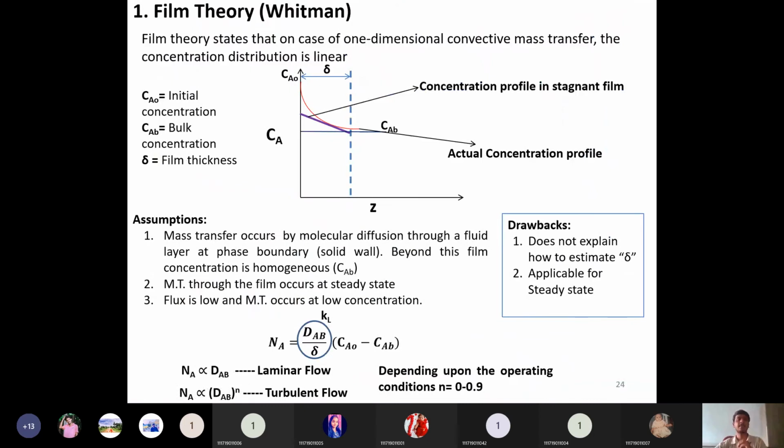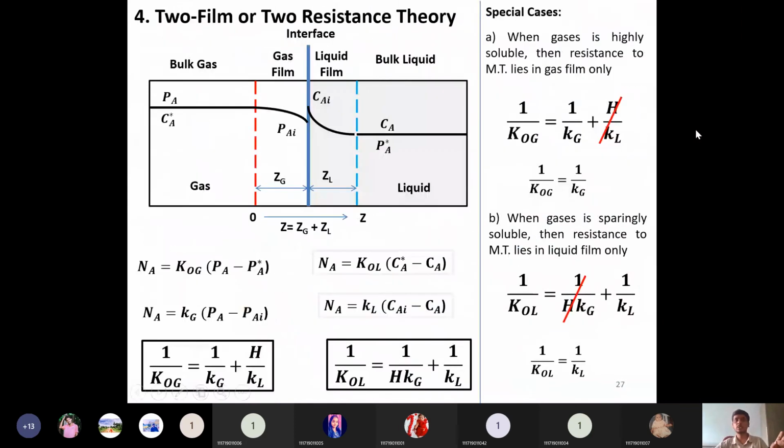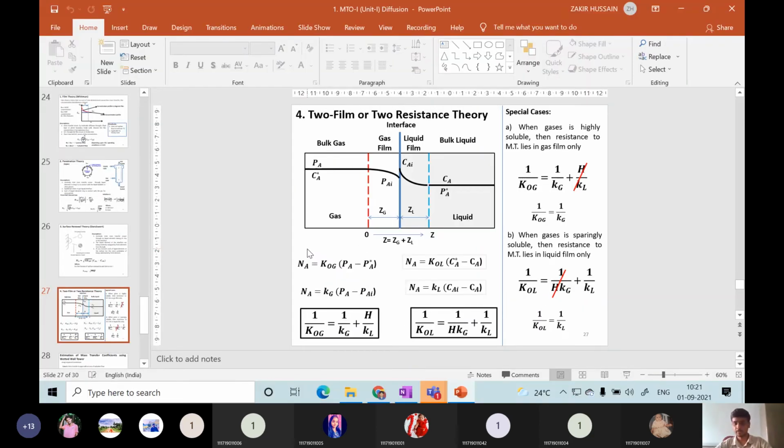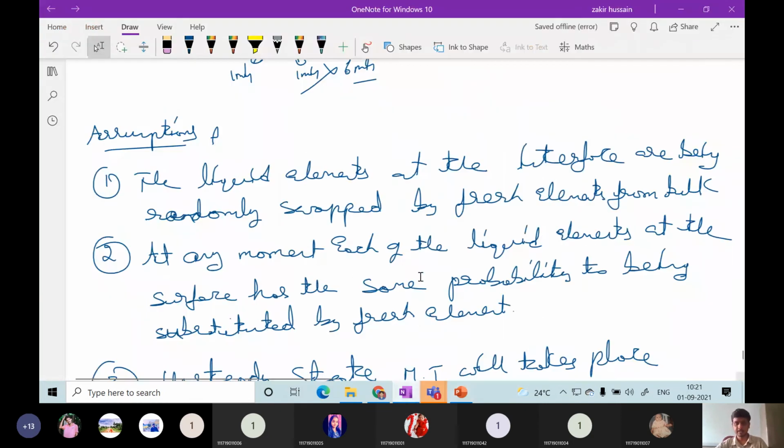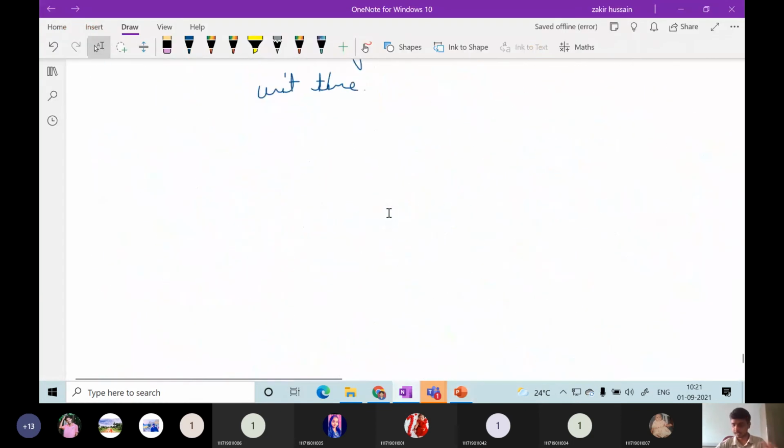Many times they ask you to explain in detail the theories of mass transfer coefficient, or theories of mass transfer. Then you have to write all 3 theories. In some cases they ask you to explain in detail the 2 film theory or 2 resistance theory, or to derive it. This is a somewhat bigger, conceptual derivation. We will see it in the next class, but I will explain the concept now itself. Just try to observe this concept.